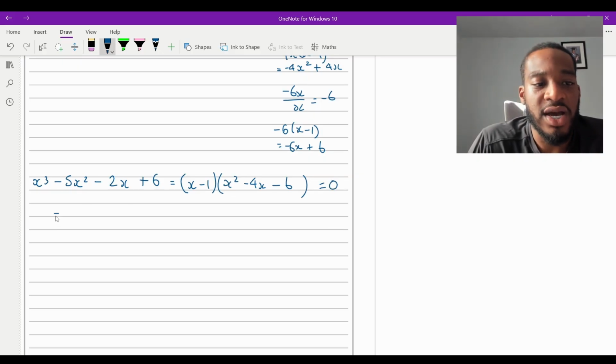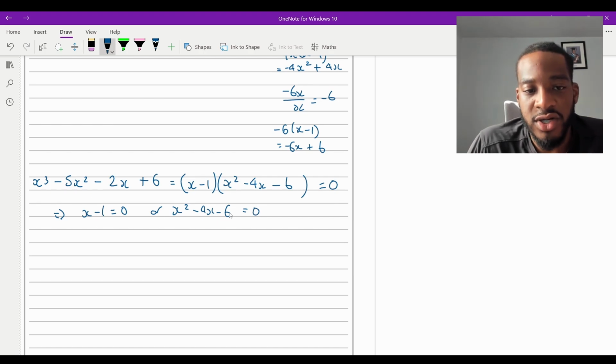Now doing that, we can see quite clearly we're going to have two factors. x minus 1 is going to equal 0, or x squared minus 4x minus 6 is equal to 0. Now this one we already know from part A. So we're solving this one.